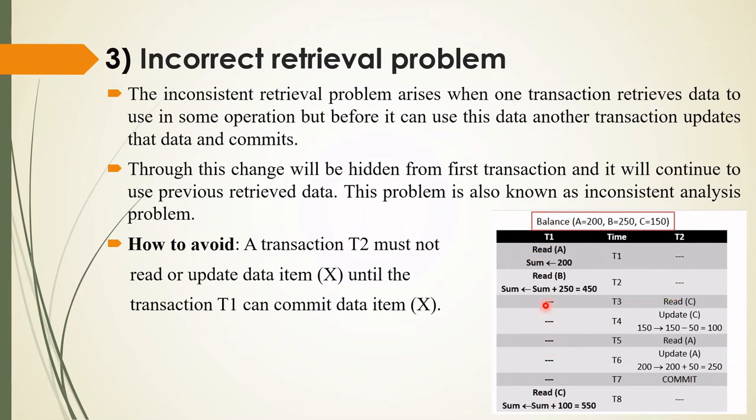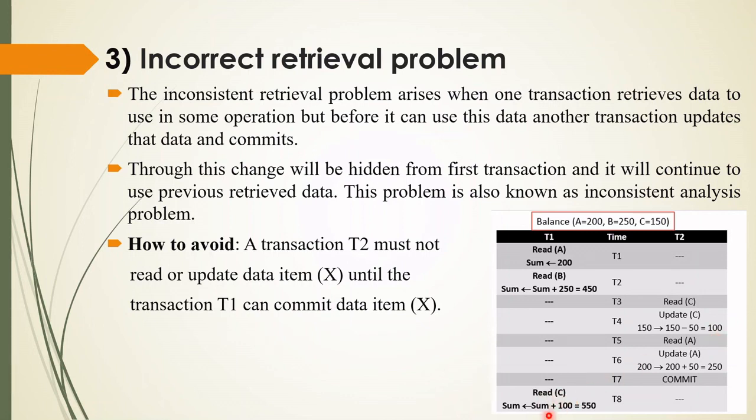So transaction T1 executes some operations, and after that it performs another operation. At that time, transaction T2 reads the values, updates them and commits. So now the value of C has become 100 and the value of A has become 250, and this is committed, so the value is stored now. Now here we read C, but the original value of C is 150. Transaction T2 updated the value of C, so what is the value of C now? 100. That is the data inconsistency.